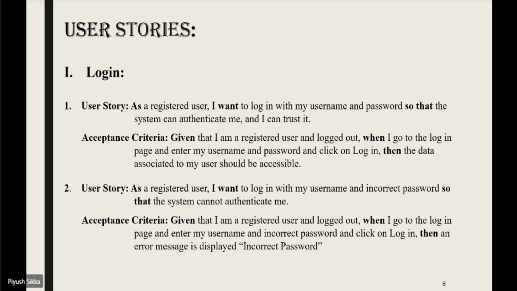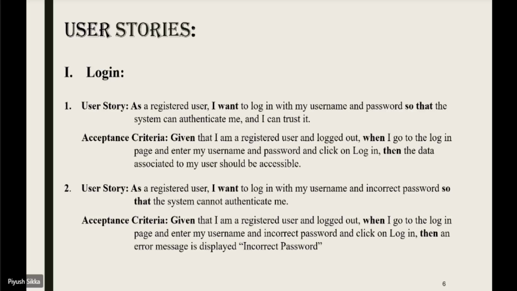So these are the user stories for login. As a registered user, I want to log in with my username and password so that the system can authenticate me and I can trust it. Acceptance criteria: given that I am a registered user and logged out, when I go to the login page and I enter my username and password and click on login, then the data associated to my user should be accessible.